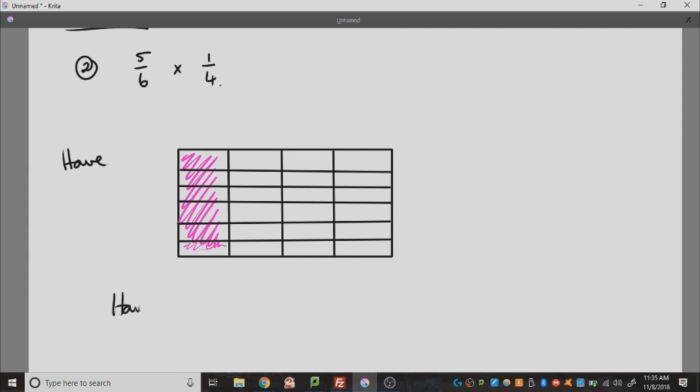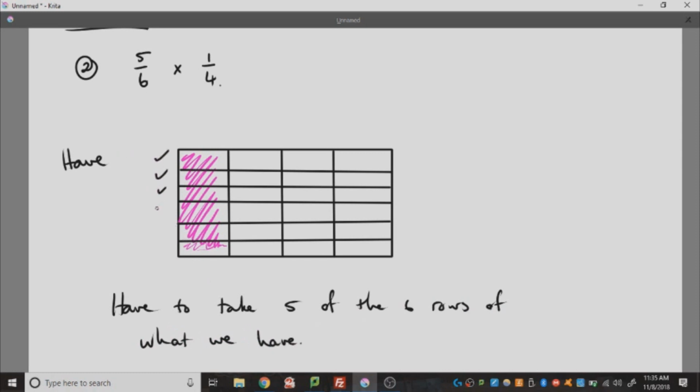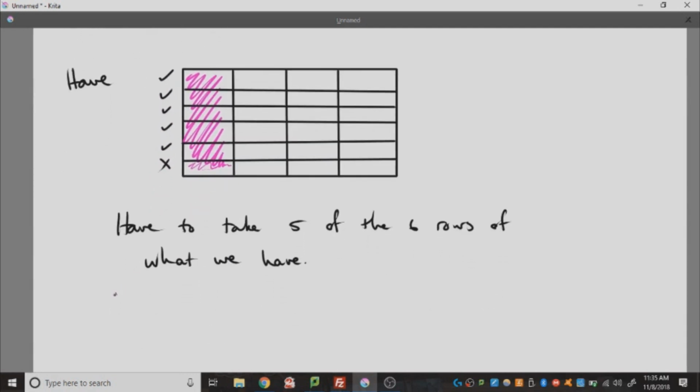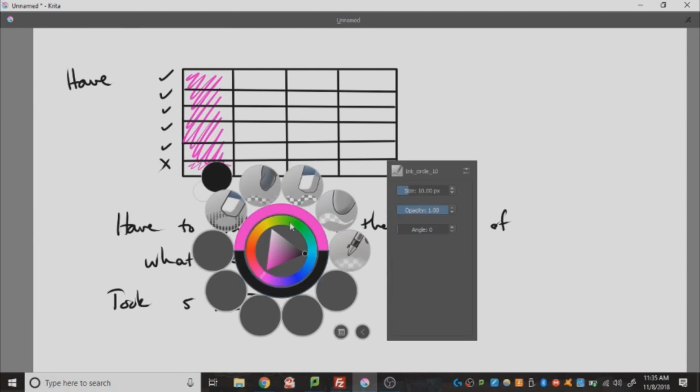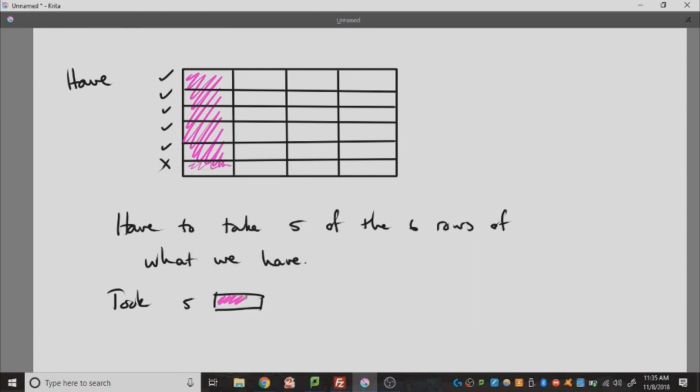Let's say we have to take 5 of the 6 rows of what we have. I just want to emphasize that. So I'm taking, let's say, the first 5 and not the last one. So that means we took only 5 in this case, pink little pieces. We didn't have too much.